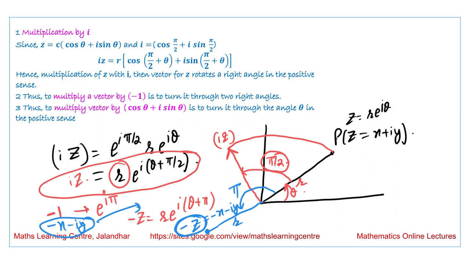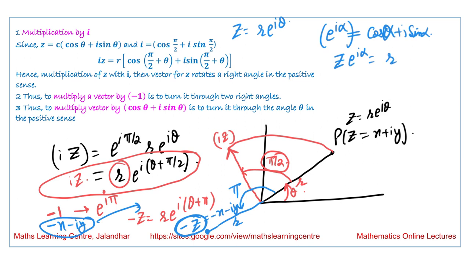Similarly, if any number Z, that is R e raised to the power iota theta, is multiplied with e raised to the power iota alpha, meaning cos alpha plus iota sin alpha, then the new number will be Z e raised to the power iota alpha, which is equal to R e raised to the power iota (theta plus alpha).